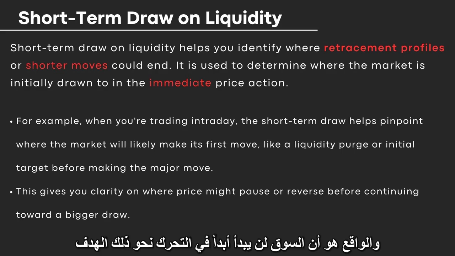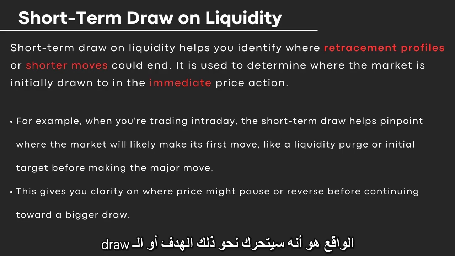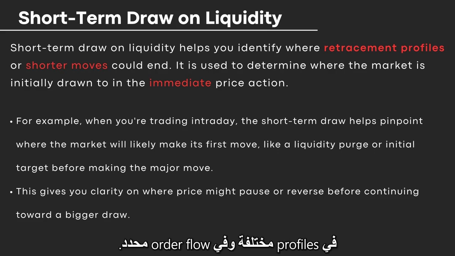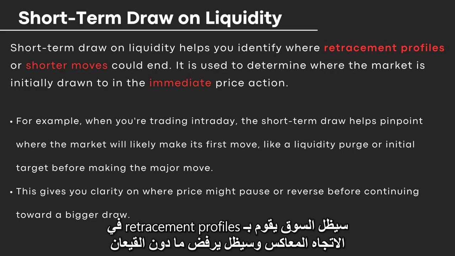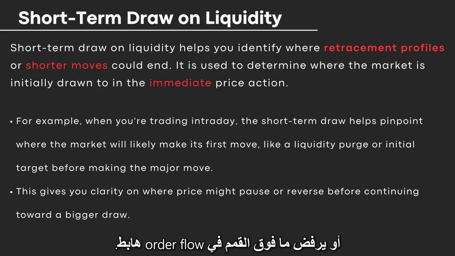And the reality is that the market would never start moving towards that goal or target straight away in an expansion profile or whatever, right? The reality is that it will move towards that goal or target or draw in different profiles and in a specific order flow. Even if the drawn liquidity of the target is higher, the market will still make retracement profiles in the opposite direction and still reject below lows in a bullish order flow or reject above highs in a bearish order flow, right? That's how the market moves.